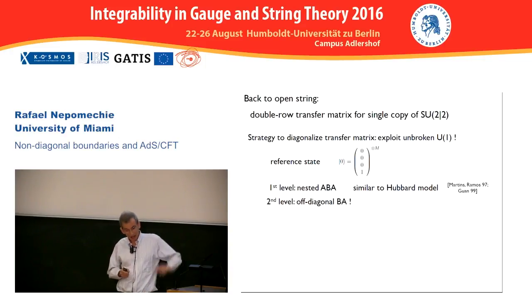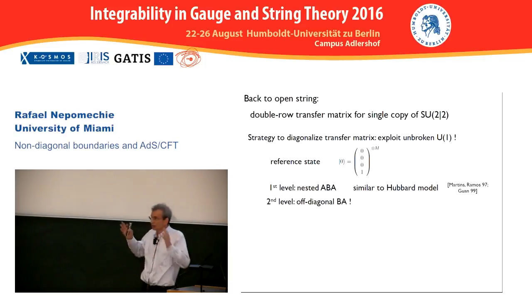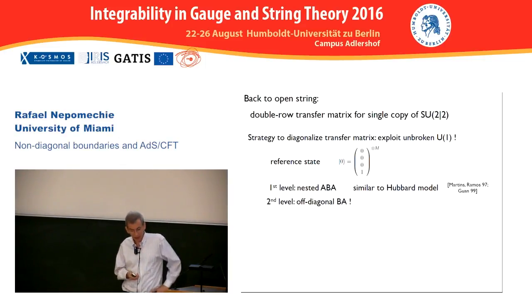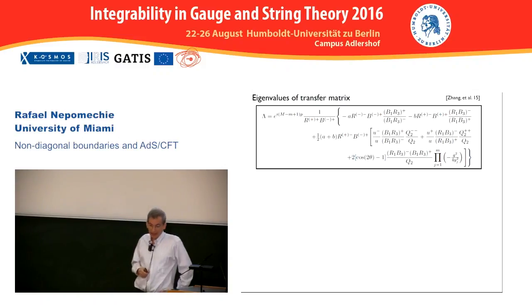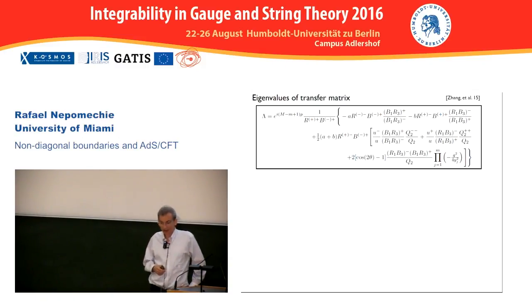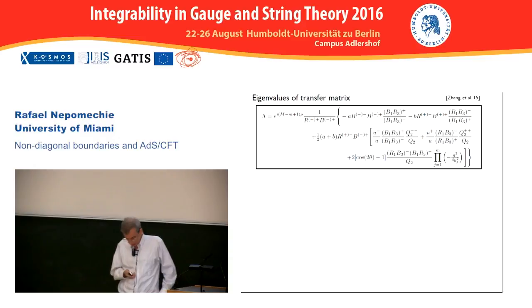And now, when you get to the second level, you meet this problem with non-diagonal boundaries, and now you can use this off-diagonal Bethe ansatz approach to diagonalize the second level transfer matrix. And this is the result you get. It looks a little bit complicated, but let me try to break it down.